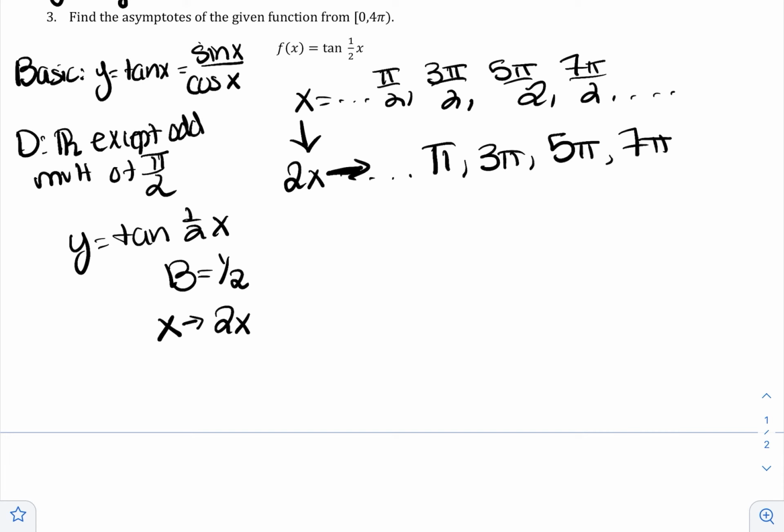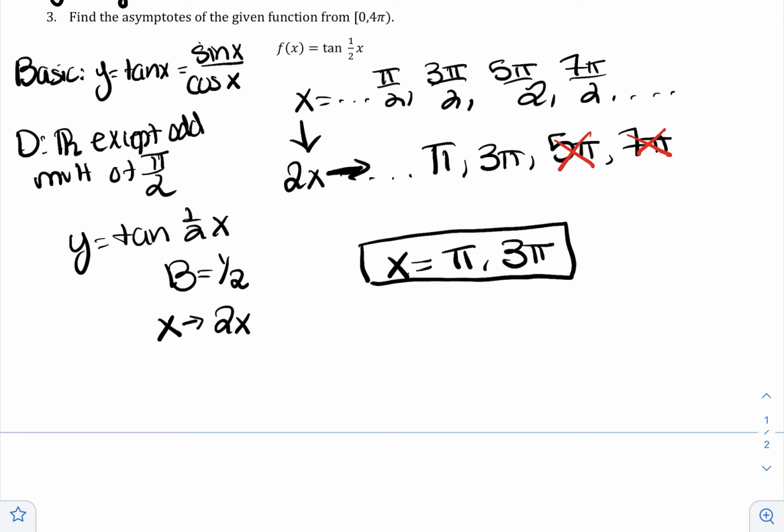And already I can stop. I can only go to 4 pi, so this is out and this is out. So my final answer is x equals, and I only have two of them, pi and 3 pi. And that's it in my interval. So those are my two vertical asymptotes of tangent of 1/2 x.